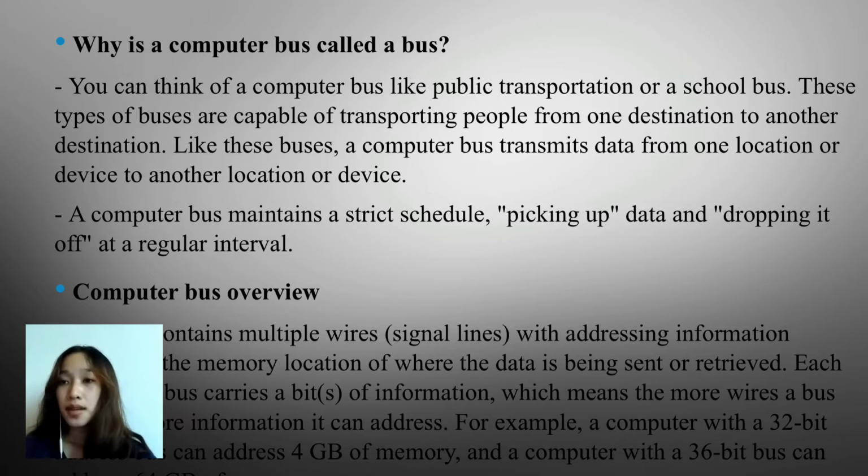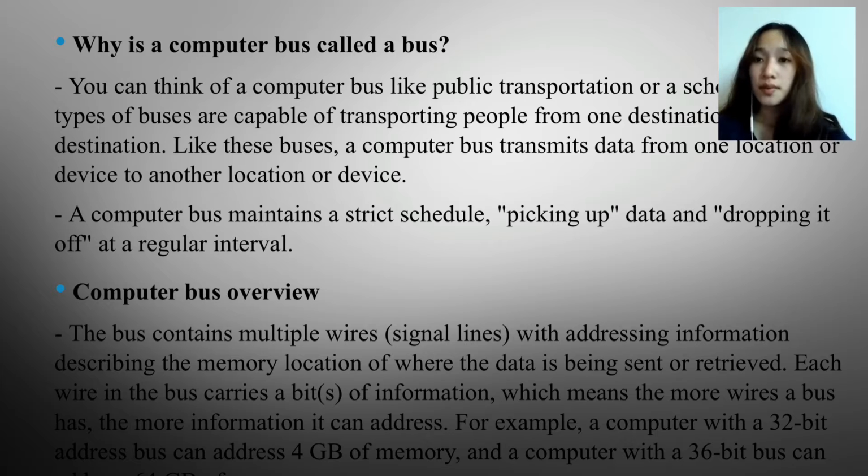A computer bus maintains a strict schedule, picking up data and dropping it off at a regular interval. So let's talk about the computer bus overview. The bus contains multiple wires or signal lines with addressing information describing the memory location of where the data is being sent or retrieved. Each wire in the bus carries a bit or bits of information, which means the more wires a bus has, the more information it can address.